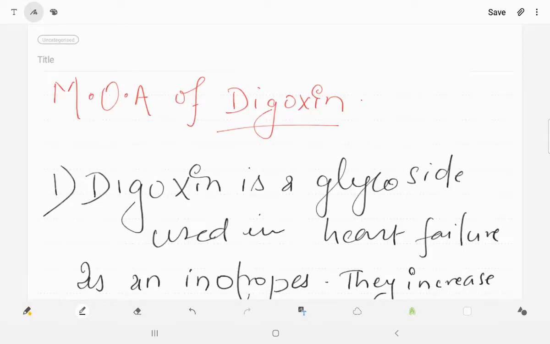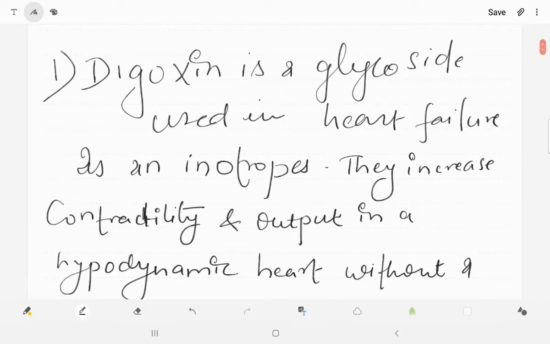Welcome to Pharmacology series. The main topic of today is to understand the mechanism of action of digoxin. So what is digoxin? Digoxin is a glycoside used in heart failure as an inotrope. So what are inotropes? Drugs that increase contractility of the heart.